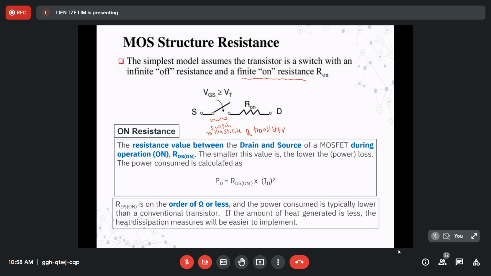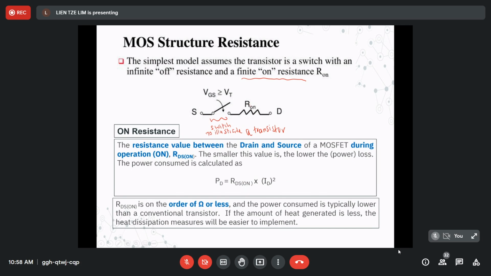The smaller this value is, the lower the power loss. The power consumed is calculated as RDS on multiplied by the drain current squared. This is the formula that is used to calculate the power dissipation.